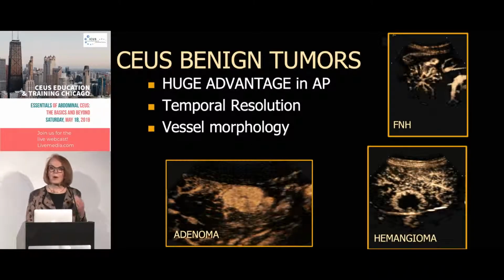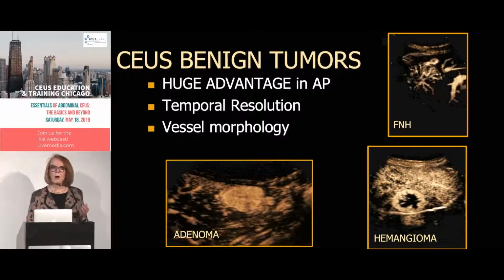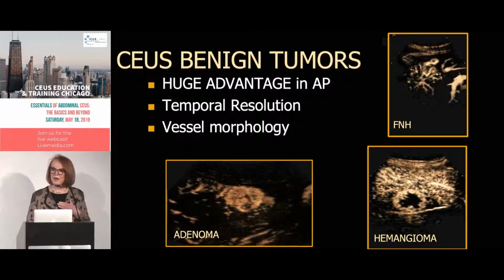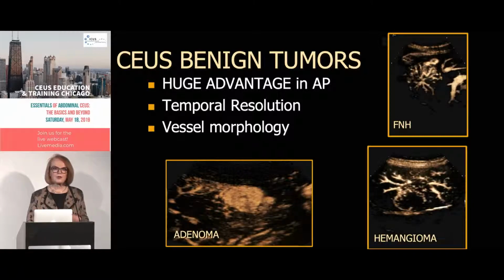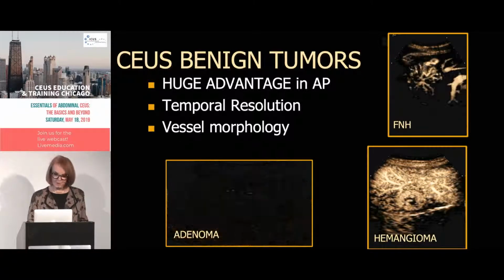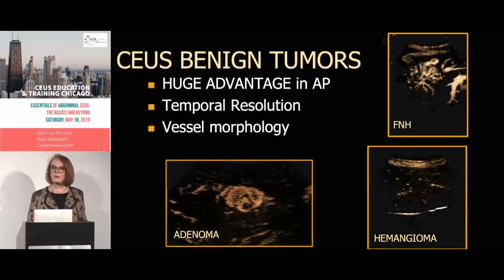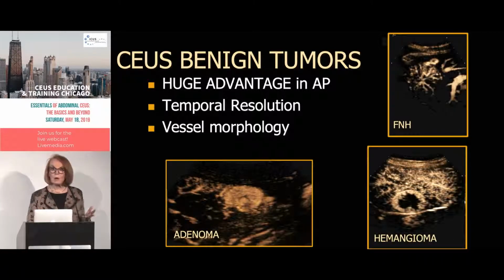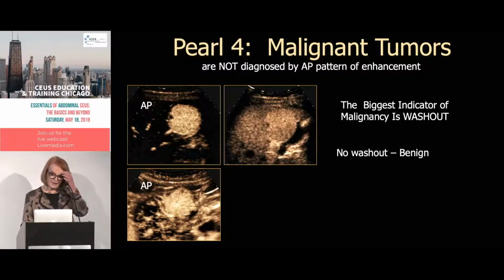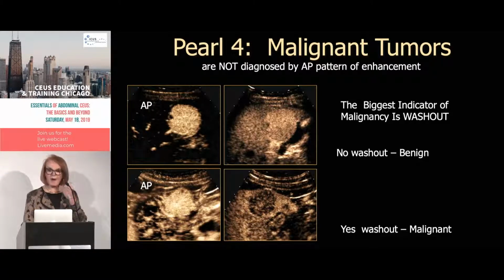So when we do the arterial phase injection on a benign tumor, right when we are injecting, we're thinking as we're watching that wash in, gee, this is a hemangioma, an FNH, or possibly an adenoma. And this is not true for the malignant tumors where the arterial phase does not help nearly as much. So malignant tumors are not diagnosed by their arterial phase pattern of enhancement. The biggest indicator of malignancy instead is if they have washout.